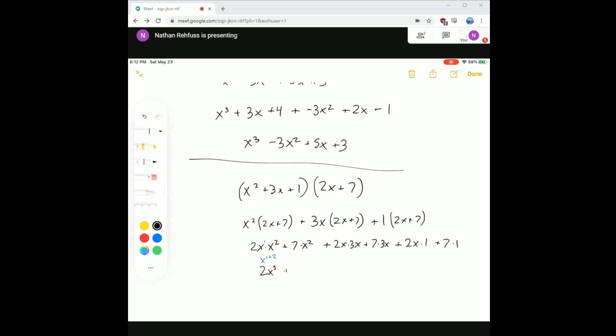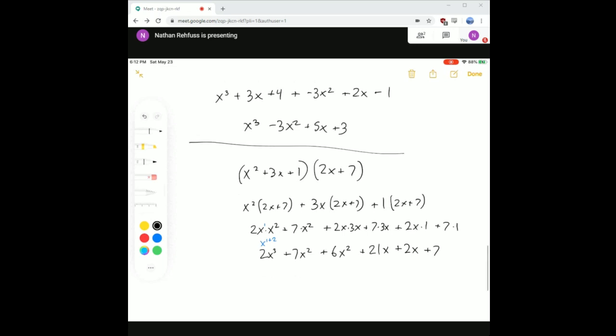Does that make sense? 7x squared. 2x times 3x is 6x squared. 7 times 3x is 21 times x. 2x and 7. And now I just need to combine like terms. The 2x cubed is alone. 7 squares and 6 squares is 13 squares. 21 plus 2 is 23x, and here's a 7. That's the longest and generally the least fun way to multiply polynomials, but here's a shortcut.